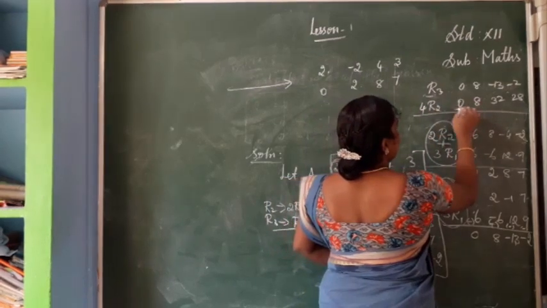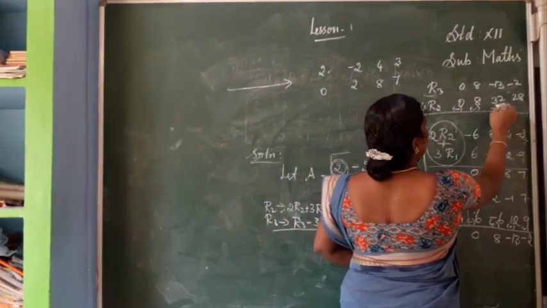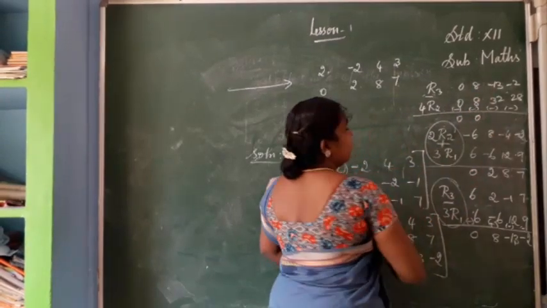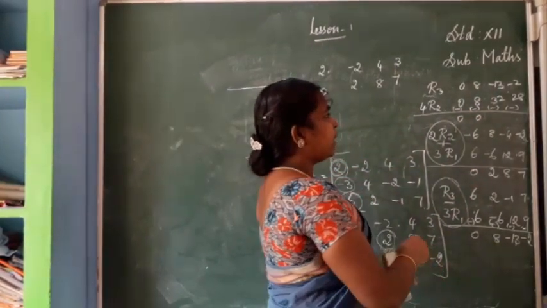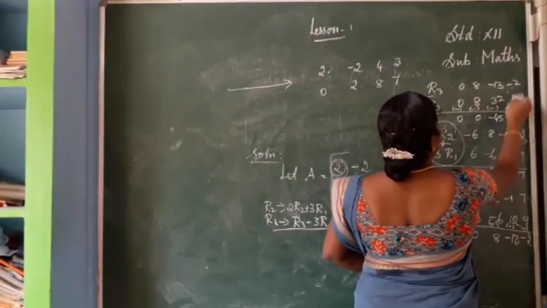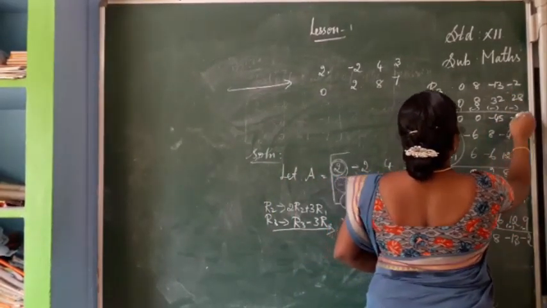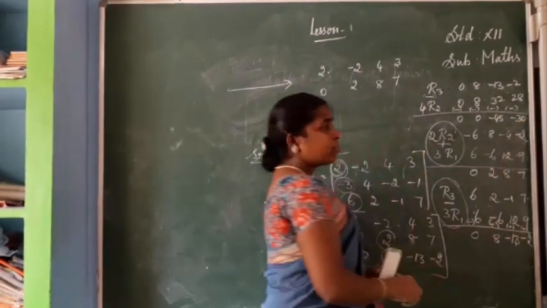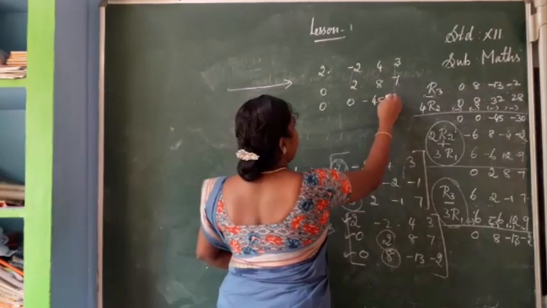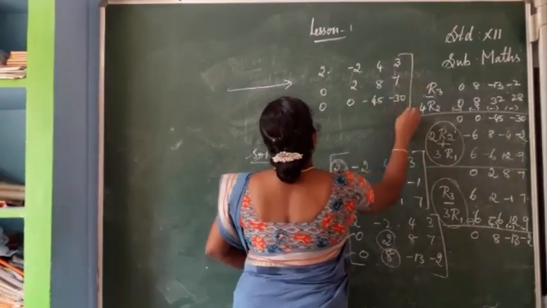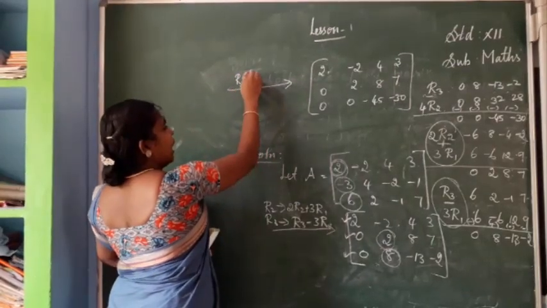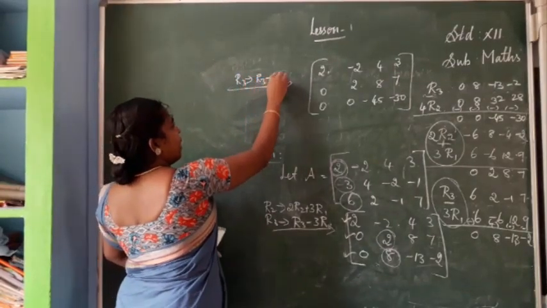Okay, so minus, minus, minus, minus. 0. 8 minus 8 is 0. Minus 13 minus 32 is minus 45. Next one, both are minus, so minus 30. Okay, so the row is 0, 0, minus 45, minus 30. So R3 gives R3 minus 4R2.